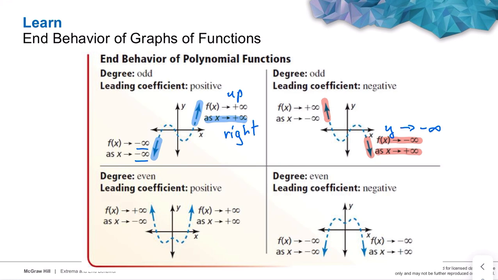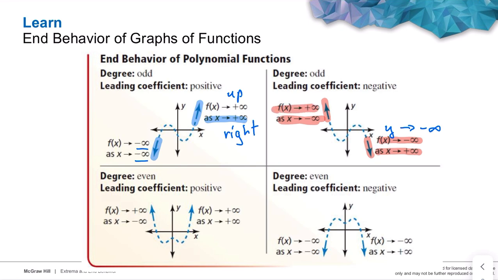Now, both of those functions have an odd degree, meaning the exponent is going to be 1, 3, 5, 7, 9, etc. So any time the degree is odd, you have to pay attention to that leading coefficient for the actual value of the end behavior. Okay?